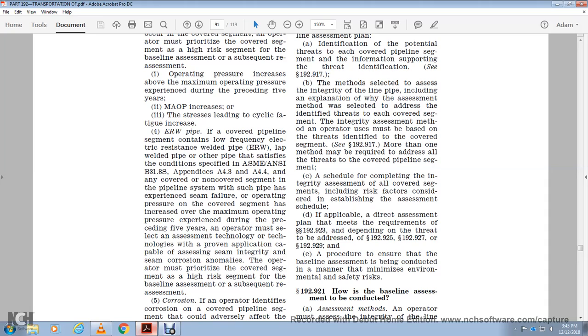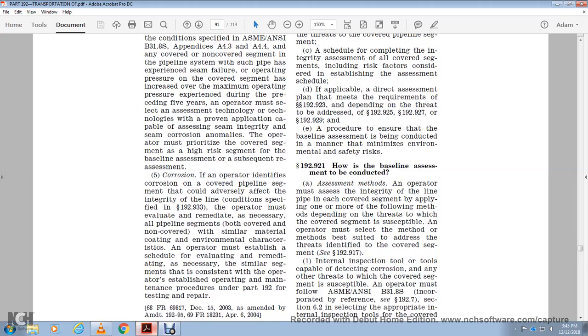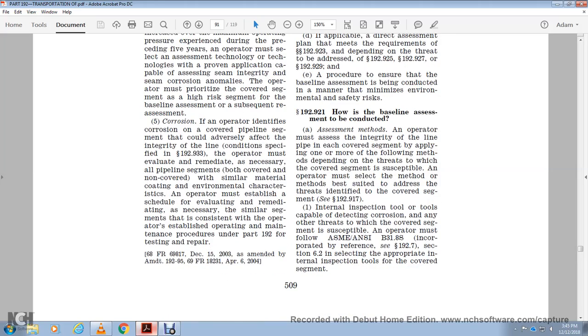A procedure to ensure the baseline assessment is being conducted in a manner that minimizes environmental safety risk. 192.921: How is the baseline assessment to be conducted? The operator must assess the integrity of the line pipe in each covered segment by applying one or more of the following methods.